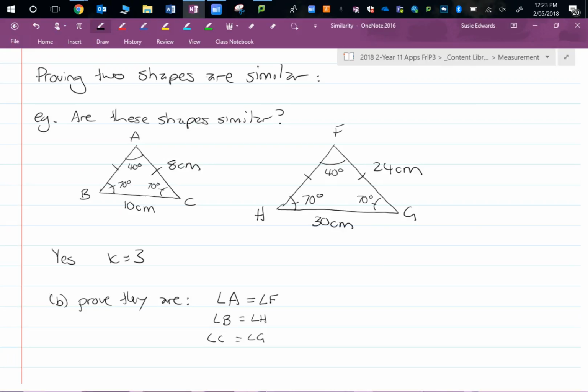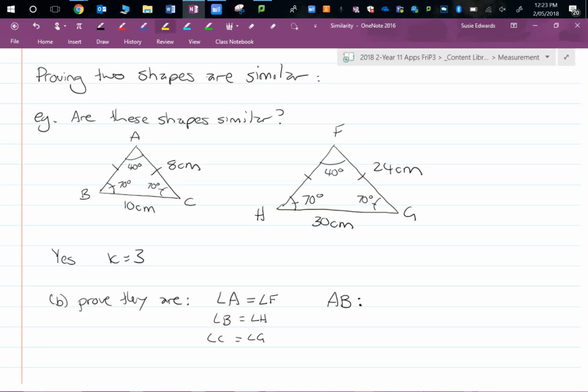What else do I need to do? The sides. Okay, so how do I write a side, like the side on the left of the left-hand triangle? How would I name that side? AB. Okay, so I'm going to say that side AB is in the same ratio to, where's the corresponding one to AB? What if I wrote HF? No, they have to be in the same order. Okay, so you have to work out the corresponding ones.